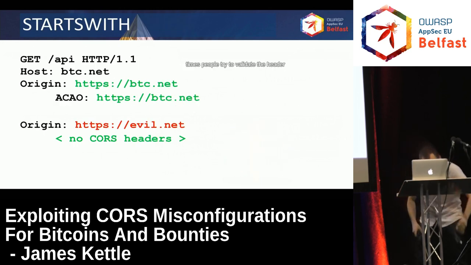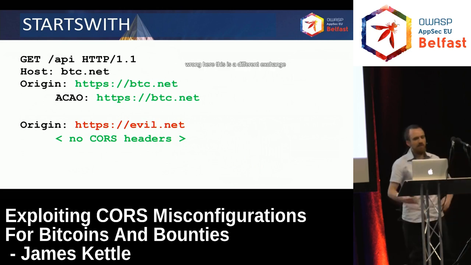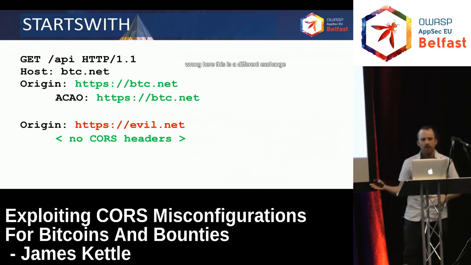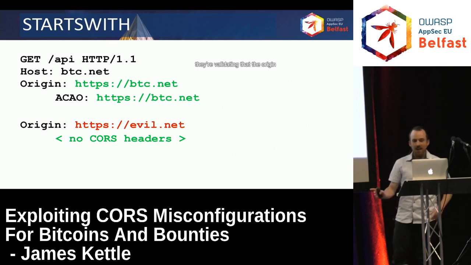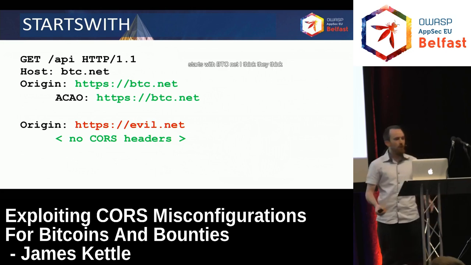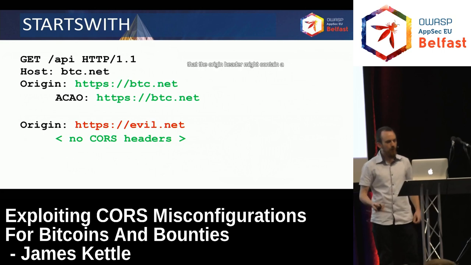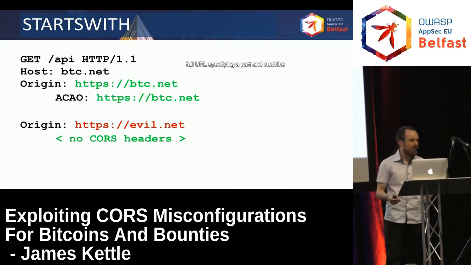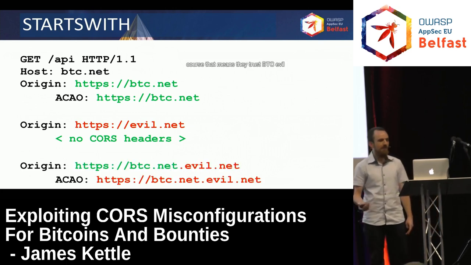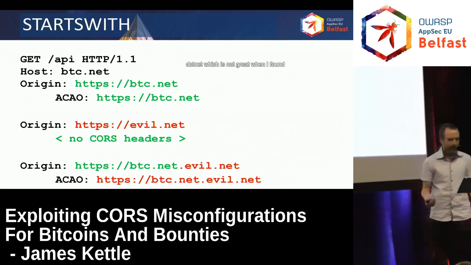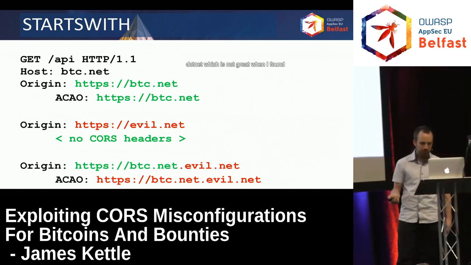Other times, people try to validate the header, the origin header, but something goes wrong. Here, this is a different exchange that I also can't name for other reasons, and they're validating that the origin starts with btc.net. I think they think that the origin header might contain a full URL specifying a path and such like, and that's why they're doing this. But of course, that means they trust btc.net.evil.net, which is not great.